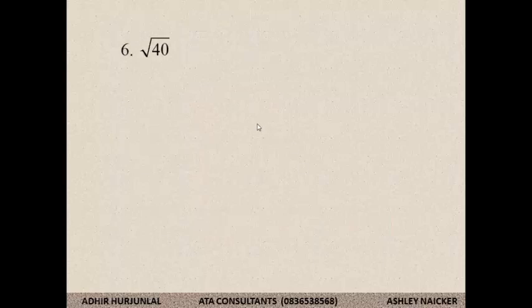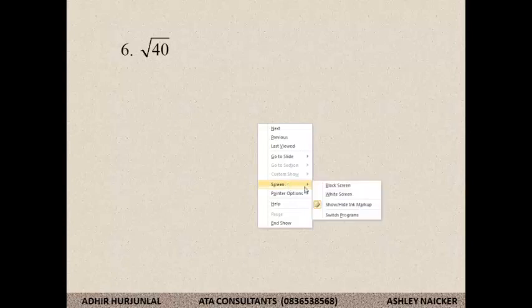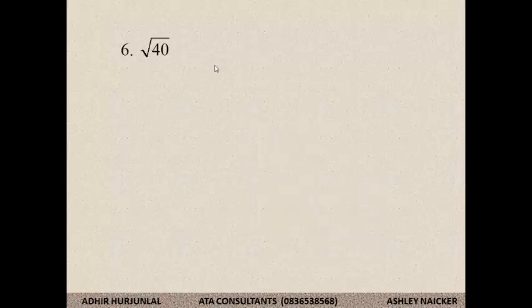Number 6, the square root of 40. If I'm dealing with the square root of 40, again, 40 is equal to 4 times 10. I work with the square root of 4. The square root of 4 is equal to 2, so the answer here is 2 root 10.